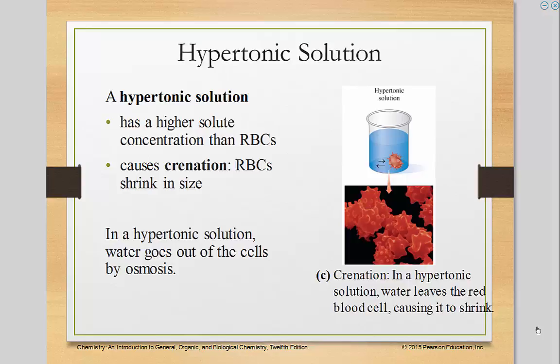The exact opposite is true for hypertonic. Hyper means too much. There's too much of a concentration out here, so the water inside the cell is trying to leave to even out that concentration. And so you end up with these little shrunken cells.